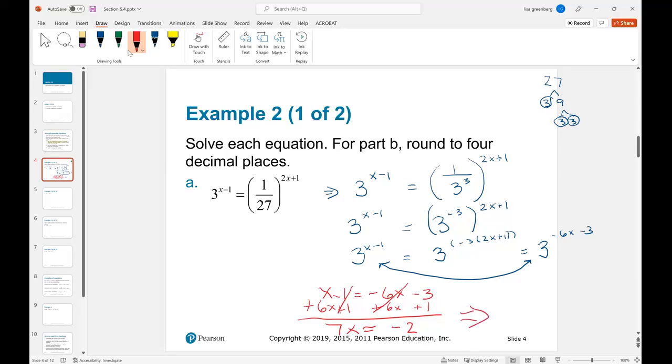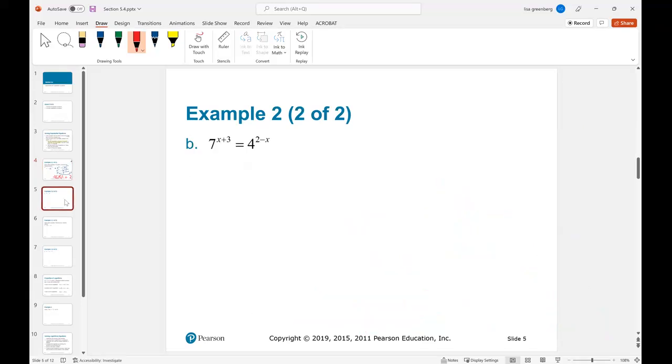And that means I'll divide both sides. If I have 7x equals negative 2, divide both sides by 7, and I end up with x equals negative 2 sevenths. And that would be my final answer for this. Well, actually, solve each equation; for part B, round to 4 decimal places. So for part A, we're done. Okay, part B.